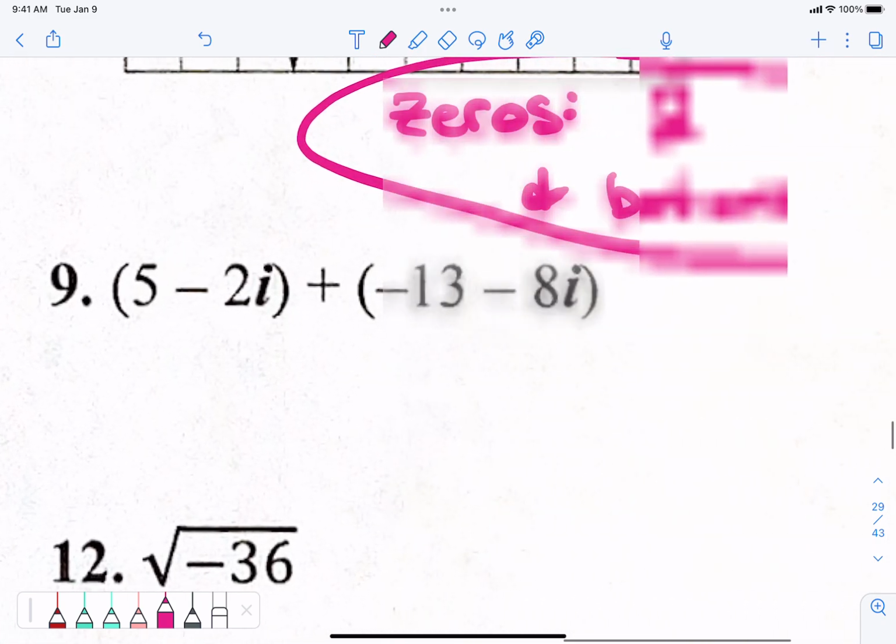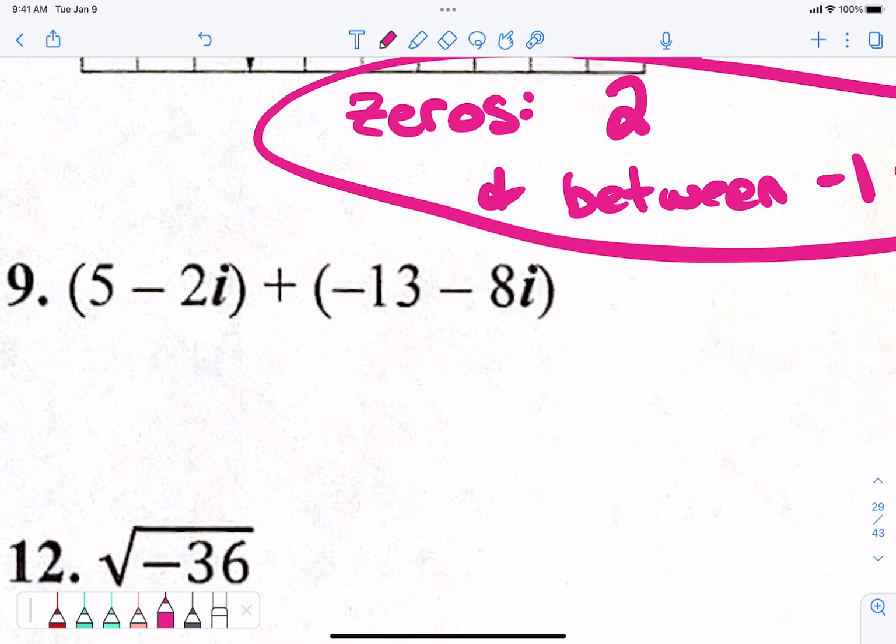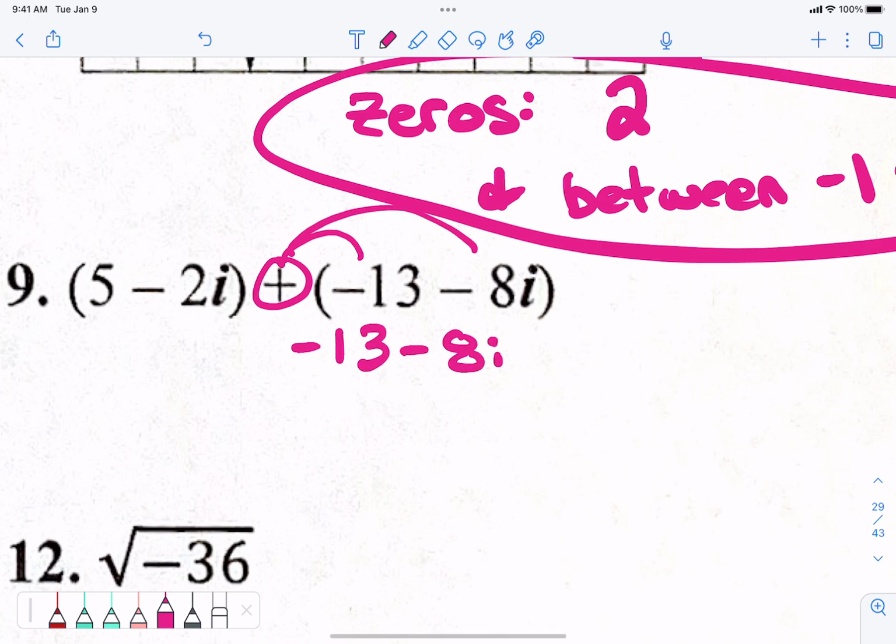All right, 9. What are we doing there? Foil? No, don't foil. This is adding, right? So you're just combining stuff. Now, why don't we have to distribute this plus through like we did with the negative? It's not going to change anything. What's a positive times a -13? It stays -13. What's a positive times a -8? It stays -8i, right? So you can just combine them. But if it helps you, you can go ahead and distribute. Then we combine like terms, right?